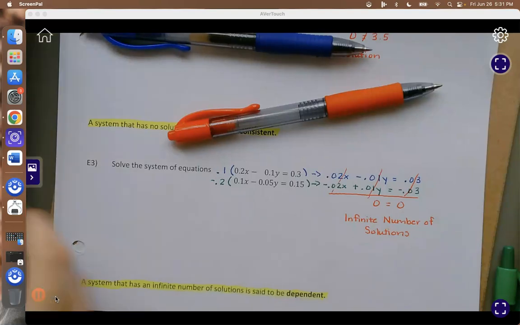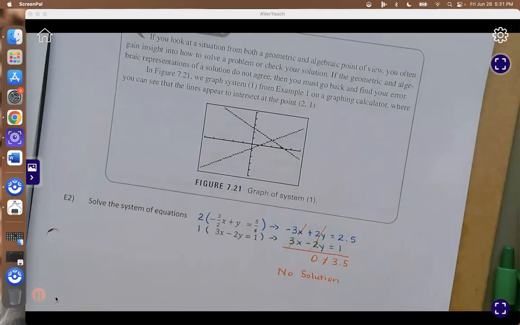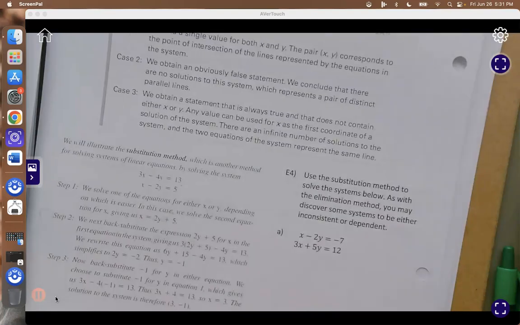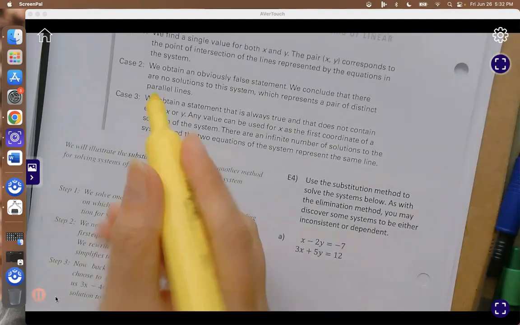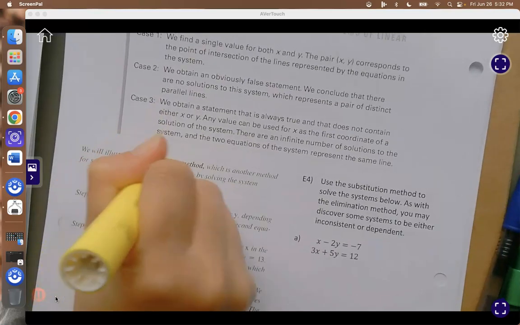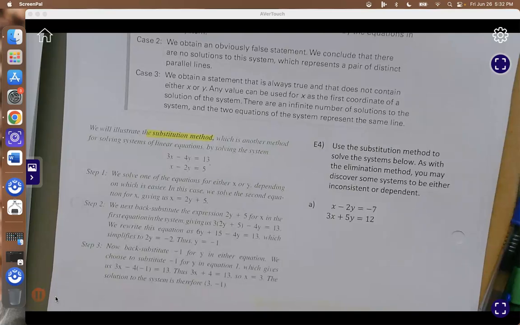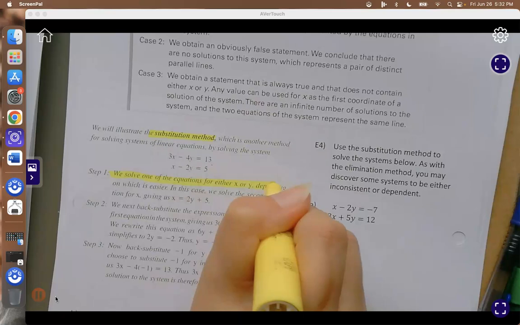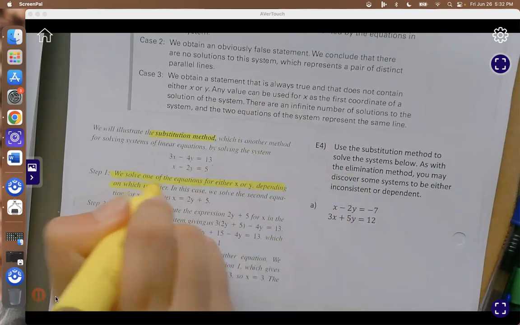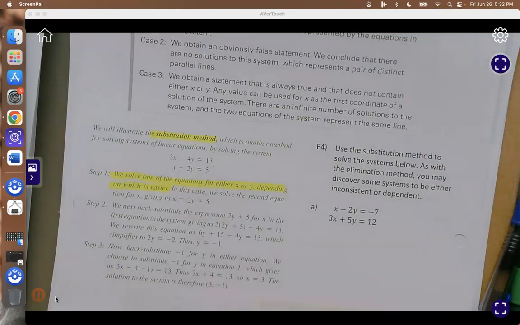Okay? Moving on. So the next thing we're going to look at is the substitution method. Okay, if you think back to Math 1, you might remember this. So step 1, we're going to solve one of the equations for x or y, depending on which is easier. Okay, and I'm going to write some little helpful notes over here to the side.